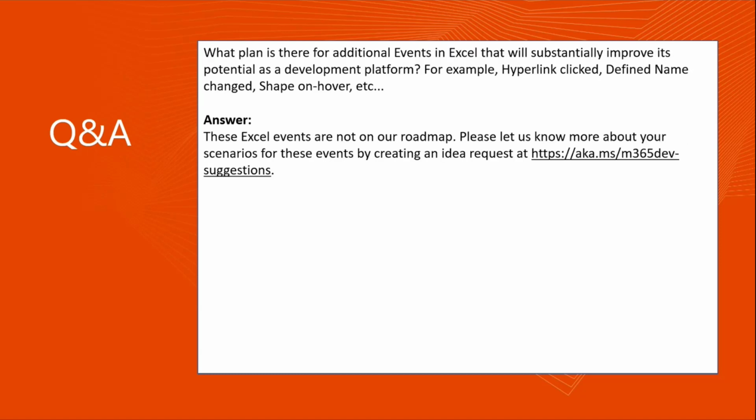Well, thank you. So the next question is, what plan is there for additional events in Excel that will substantially improve its potential as a development platform? For example, hyperlink clicked, defined name change, shape on hover, etc. So right now, these are not on our roadmap, but we'd love to know more about them. So you can go to the idea request site. There's a link to it there, aka.ms/m365devs-suggestions. And yeah, let us know more about the scenarios where you need these to get your web add-in working.